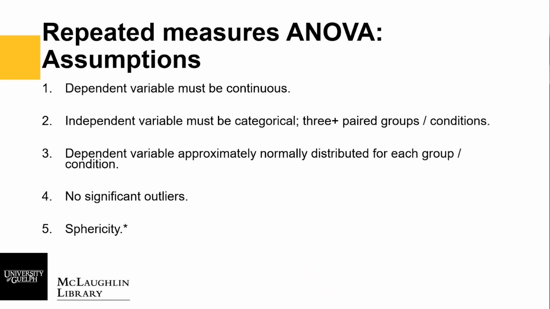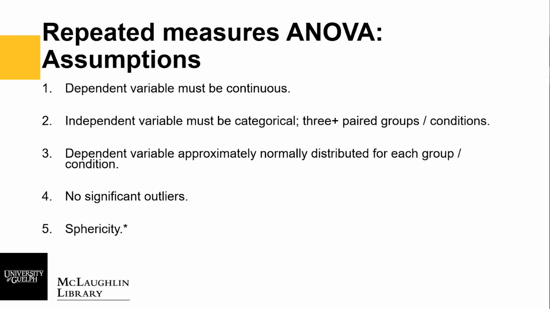What are the assumptions of a repeated measures ANOVA? We have 5. The first is that your dependent variable must be continuous. The second is that your independent variable must be categorical with 3 or more paired groups or conditions. So that's that repeated piece. It has to be repeated across the same participants.